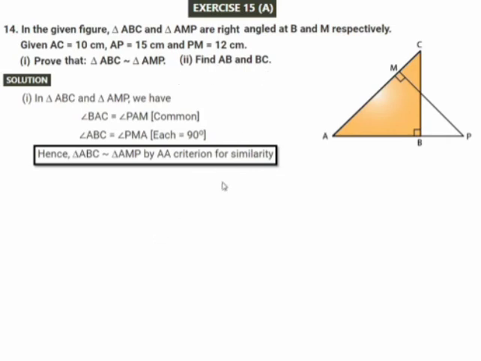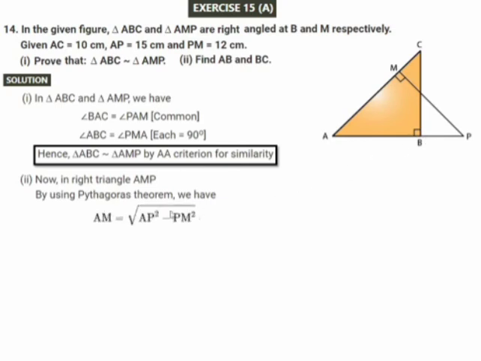AB and BC, that's what we need to find, right? In triangle AMP, using Pythagoras theorem, this is 90 degrees, so the side opposite to it is AP, which becomes your hypotenuse. This is your Pythagoras theorem, because you don't know the value of AM. AP is given as 15, PM is given as 12. From here if you calculate, you get AM to be 11. So from here to here is 11.